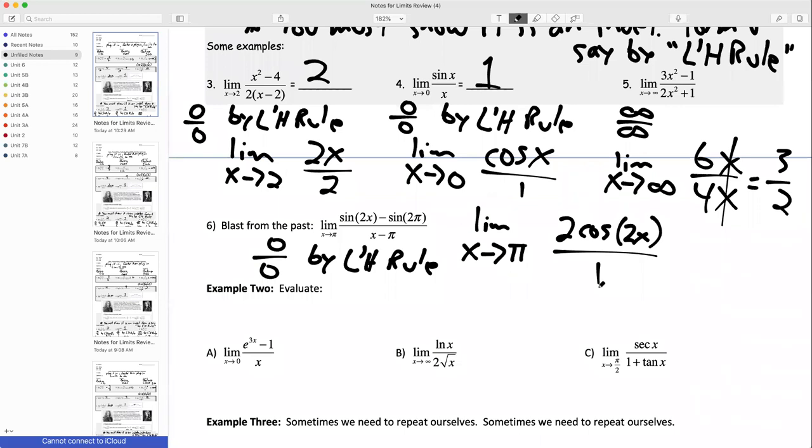Mr. Arte, what's the cosine of 2 pi? It's 1. It is 1, so I've got 2 times 1 over 1, so the value of this is 2.